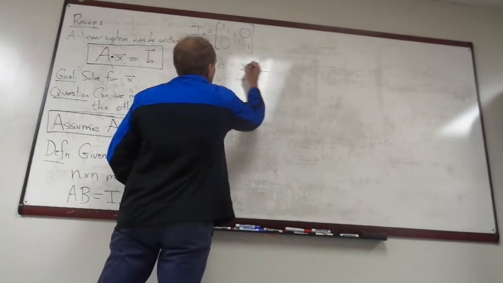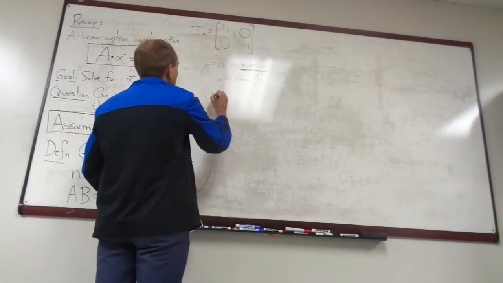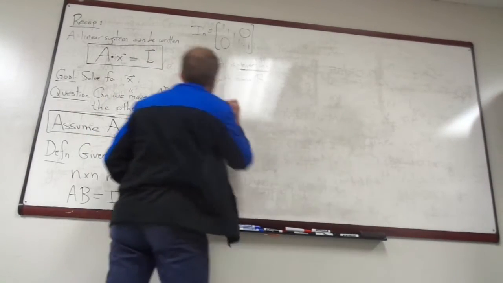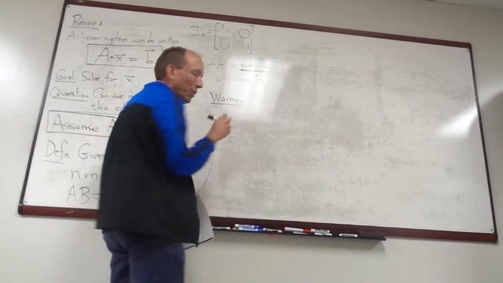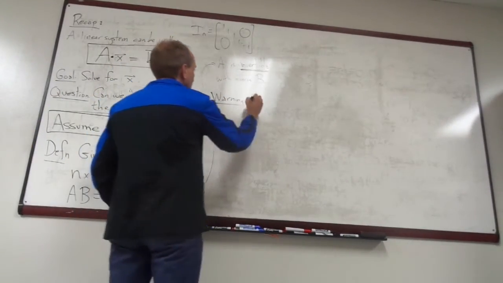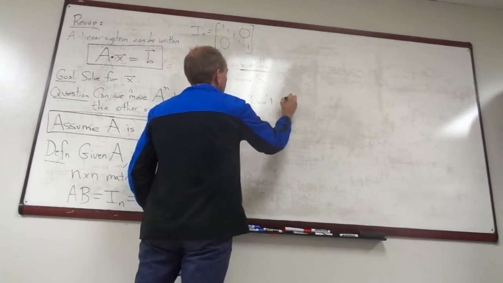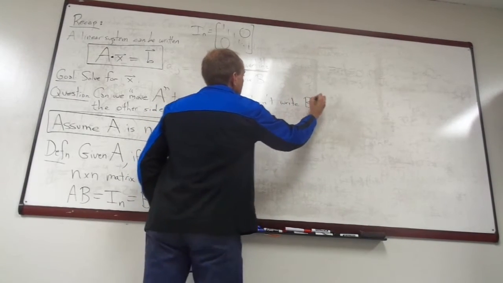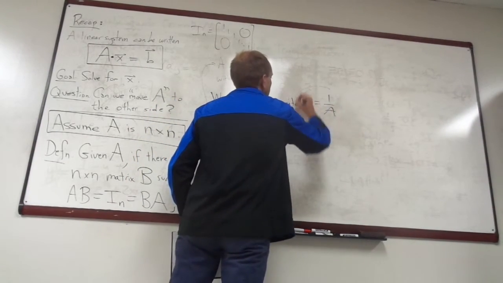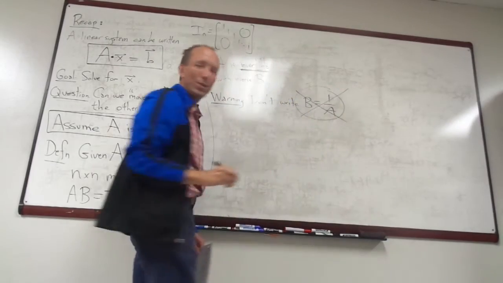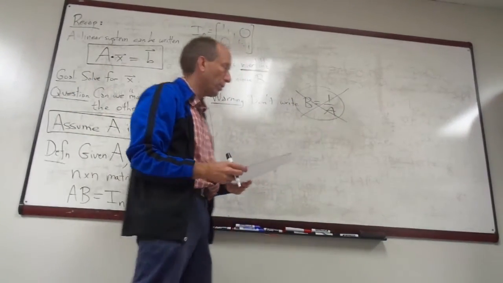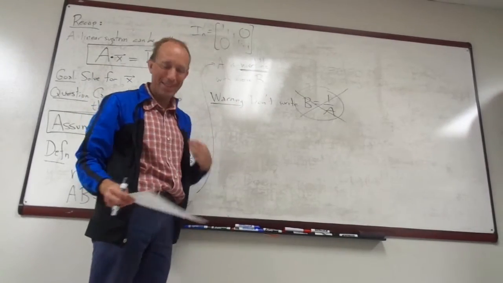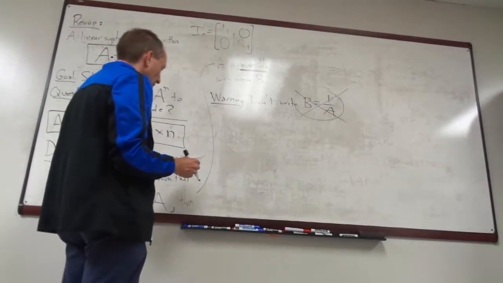Okay. However, this is just a little warning here. We don't want to divide by a matrix. So don't write something like B equals 1 over A. Those sorts of things just don't make any sense at all. We want to try to avoid writing anything where it looks like you've divided by a matrix. Okay? We don't want to do that.